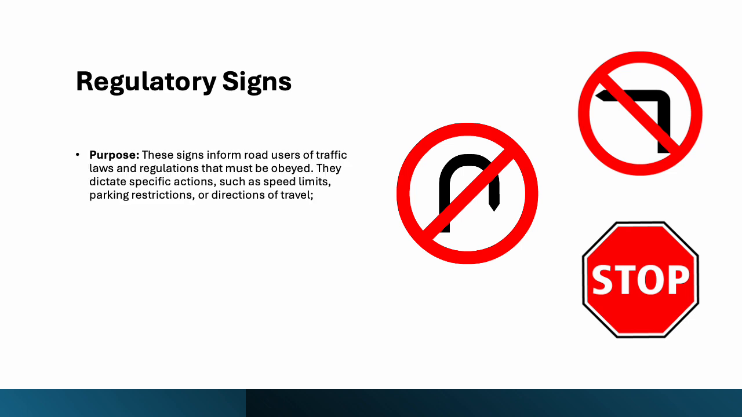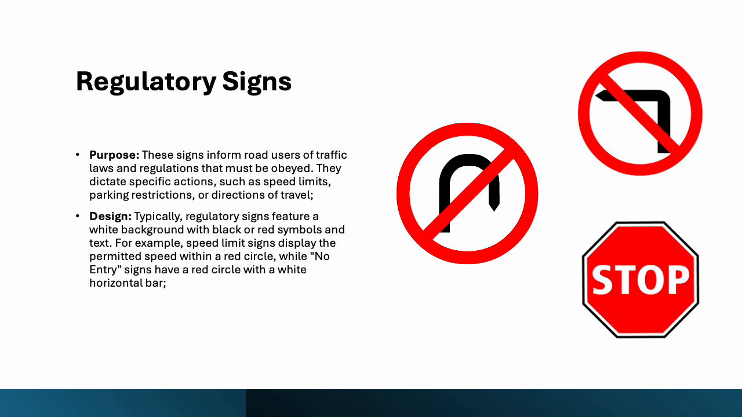Regulatory signs. Purpose. These signs inform road users of traffic laws and regulations that must be obeyed. They dictate specific actions such as speed limits, parking restrictions, or directions of travel.